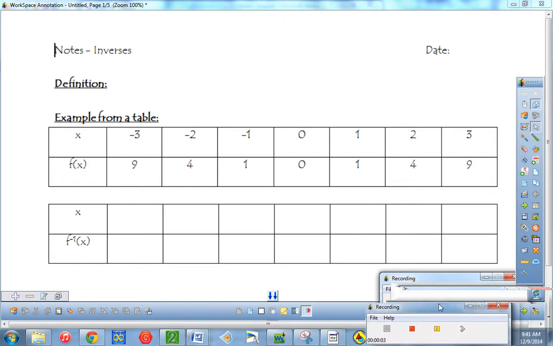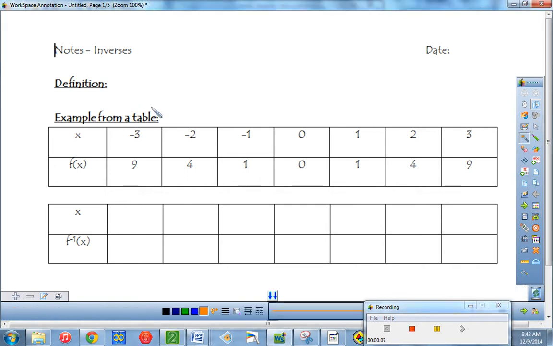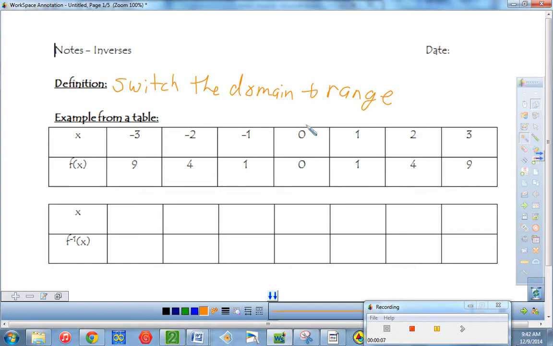Alright, so we are talking about inverses. So an inverse is where you switch the domain and range. Okay, so quite simply, in our terms, we're going to swap x and y.